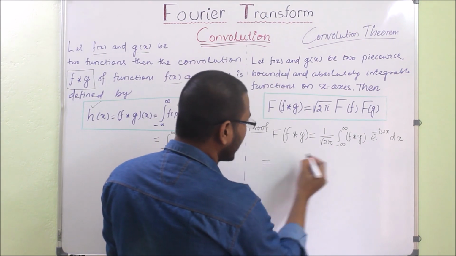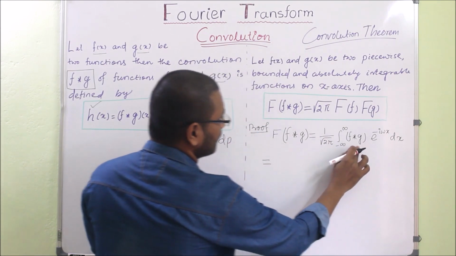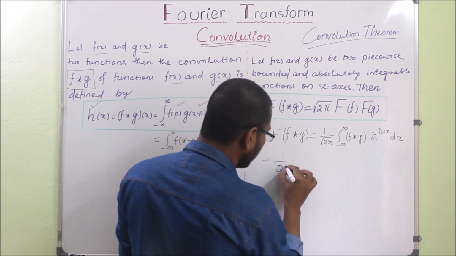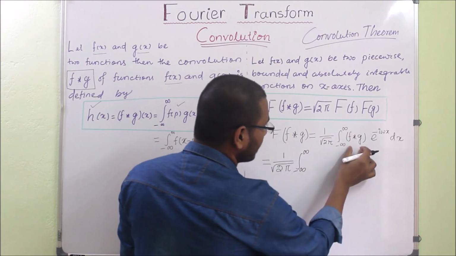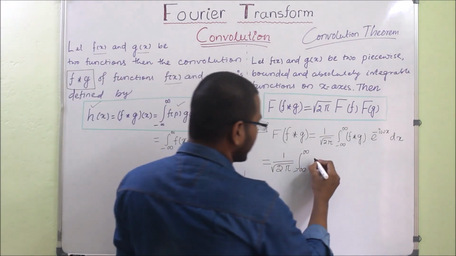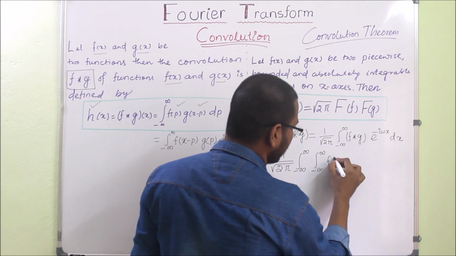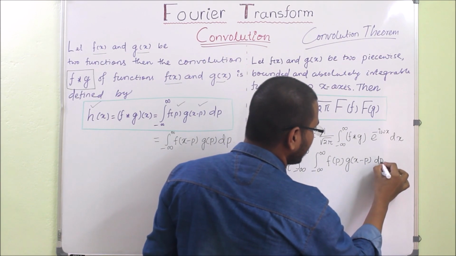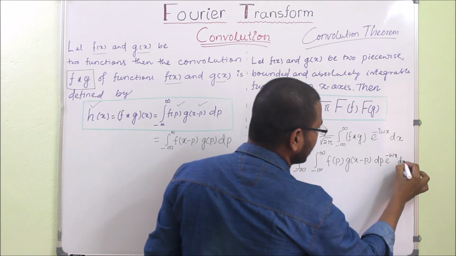Now again, if we replace this convolution formula, then what will happen? 1 by square root of 2 pi, then whole into minus infinity to infinity. For f star g, it is this integral. So we will write again minus infinity to infinity of f of p g of x minus p dp, into this one, e to the power minus i w x dx.